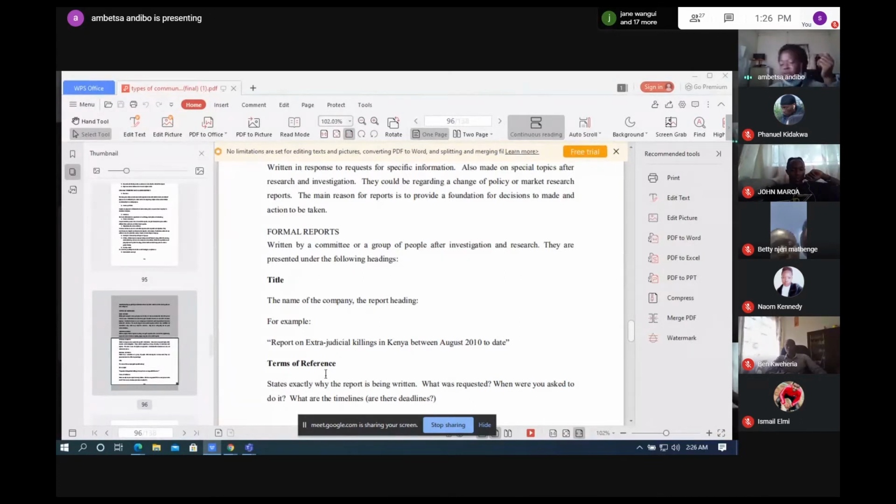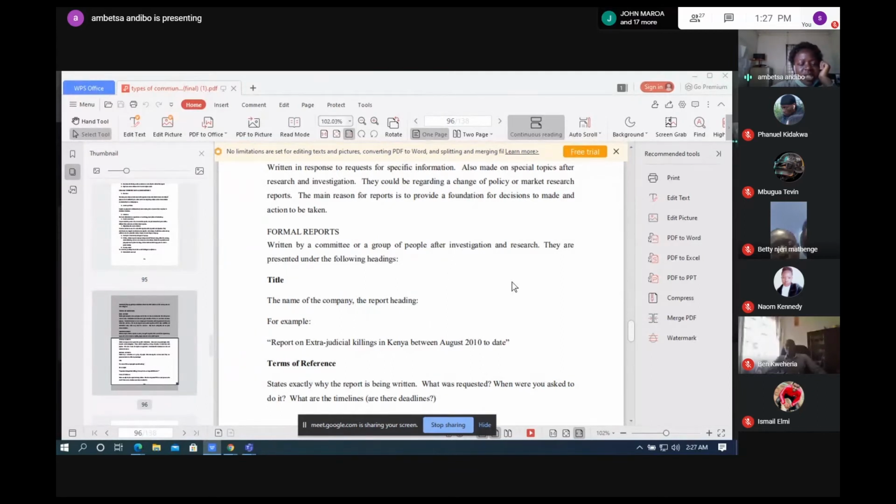Do you have questions about the types of reports? Questions about the different types of reports? So if you don't have questions about the different types of reports, let's go to the parts, the components. What are the parts of a report?